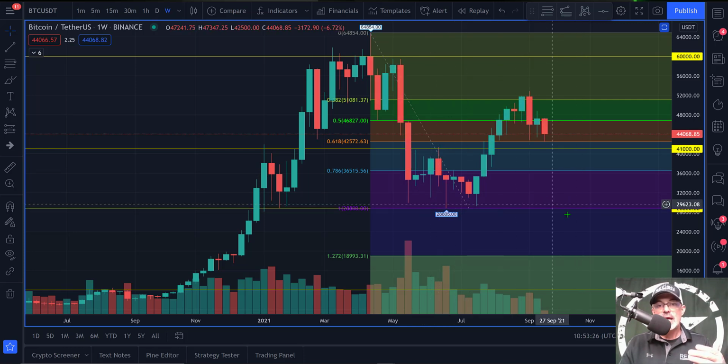If that breaks, then I would be looking at perhaps a breakdown to the 1272 level, which is around 18,900 or 19,000. After that, we could see the drop back to the beginning of the bull market, which was around 12,000. Now, I'm not actually making any predictions.